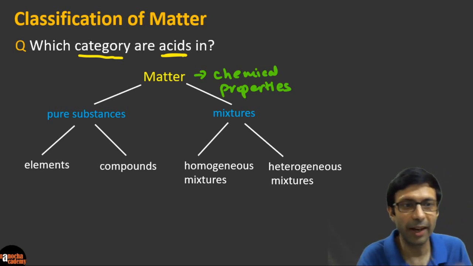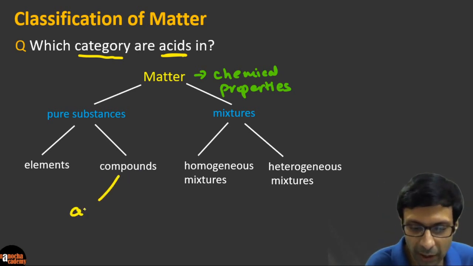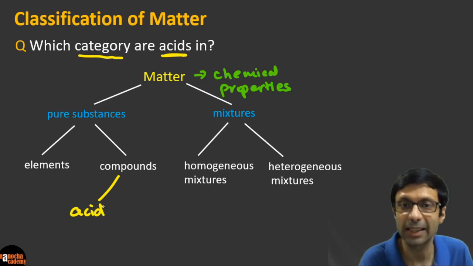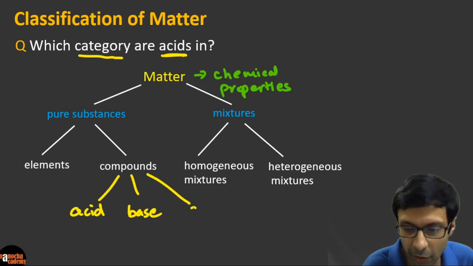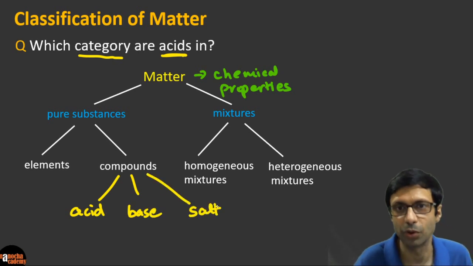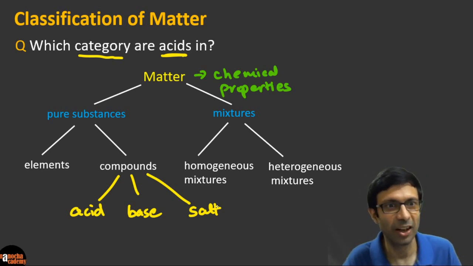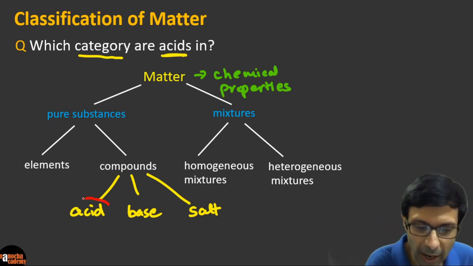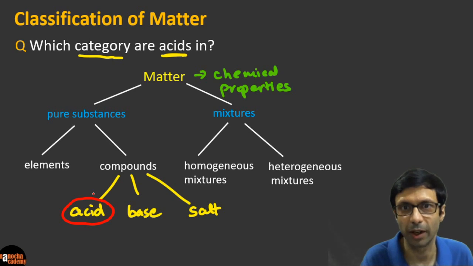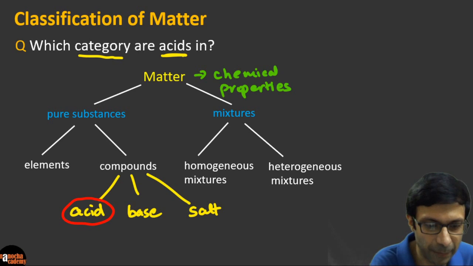So absolutely right. Acids fall under the category of compounds, okay? And in fact, this chapter which is on acids, bases and salts, all of these, acids, bases and salts, are examples of compounds, because they contain more than one element, okay? So absolutely right, compounds is the answer, and we are going to focus on acids in this video, okay? But remember, they are under compounds, which is under pure substances. Excellent.